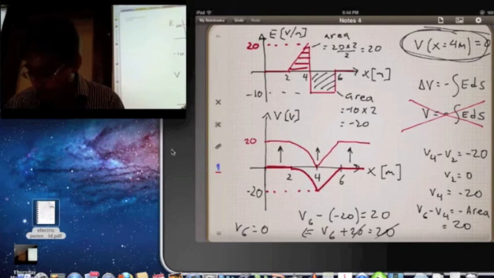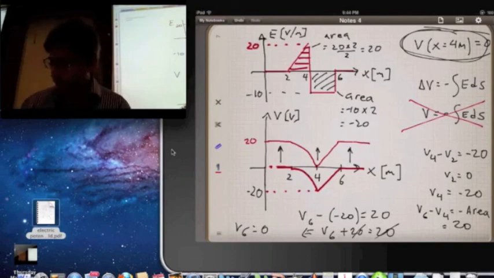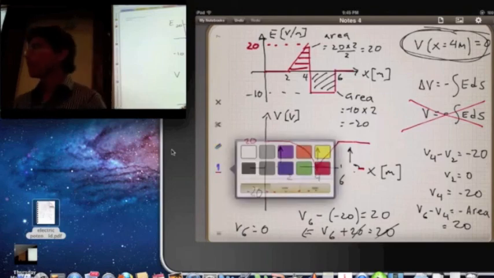So the plot is going to end up looking like this. Flat all the way to 2, then a parabola, touches 0, straight, and then constant. And that's your final answer for the potential as a function of x. Okay?